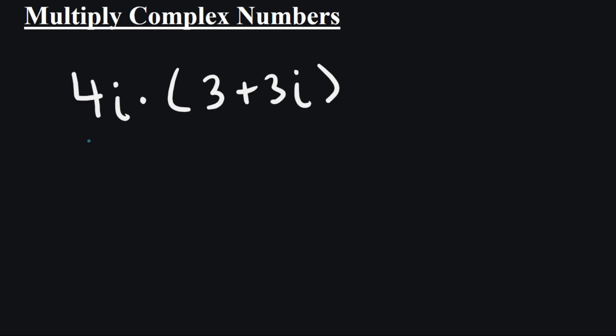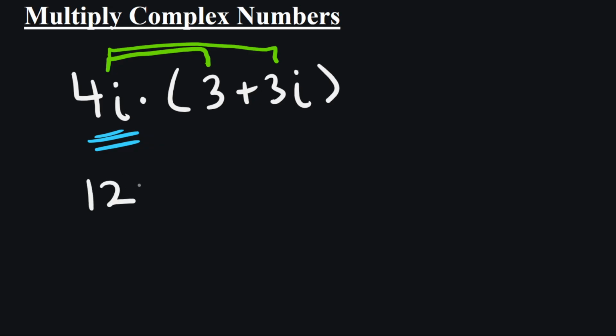We have this 4i outside of this parentheses, and we are multiplying it with the entire parentheses. Since we're multiplying something outside of a parentheses, we can use the distributive property and distribute this 4i to each term within the parentheses. So what's 4i times 3? What's 4 times 3? That's 12. And then we'll bring the i. So 4i times 3 is 12i.